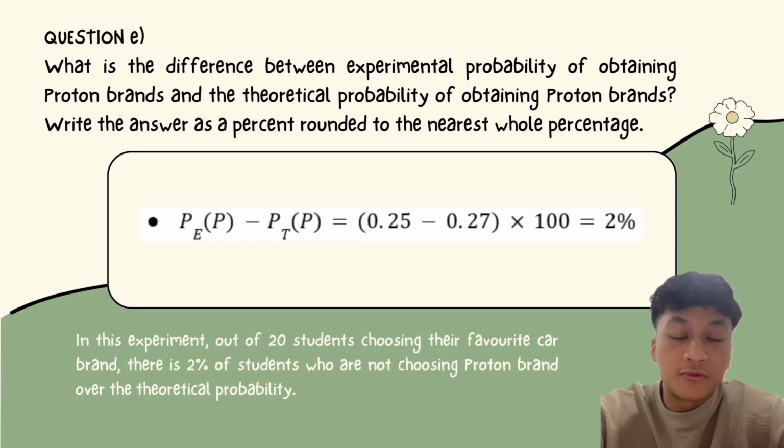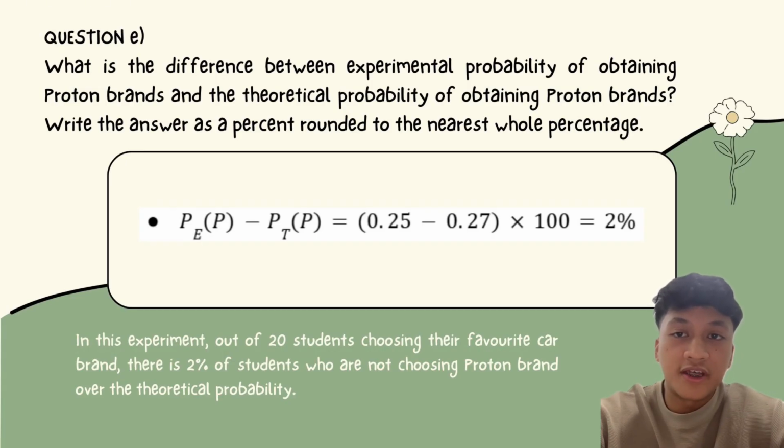Now we move to question E. The question is, what is the difference between the experimental probability of obtaining Proton brands and the theoretical probability of obtaining Proton brands? We need to write the answer as a percent rounded to the nearest whole percentage. The formula we got is PEP minus PTP.